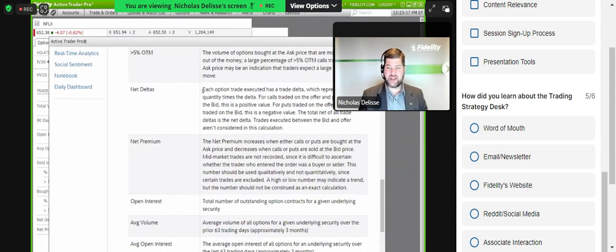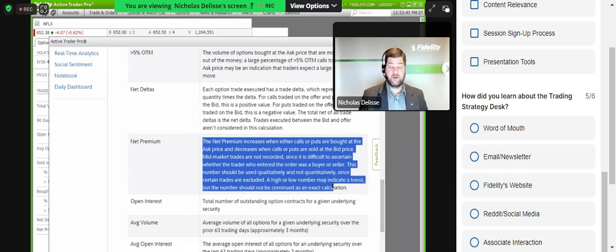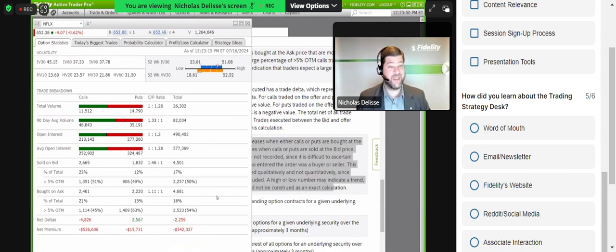And we can even see, just like I was saying with the net delta, each option trade has a delta. For calls traded on the offer and puts traded on the bid, it's positive. If you sell a put, it's positive delta. If you buy a put, it's negative delta. It sums up all these trades that are bought and sold, positive and negative delta, to give you a net calculation. Then the same thing with the explanation of net premium. So if you ever can't remember what any of these fields are, right click help to dig into that.